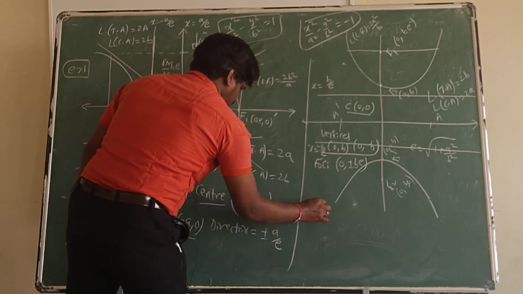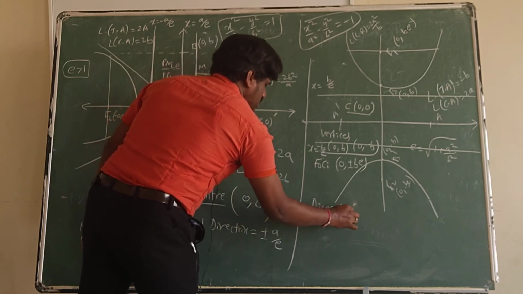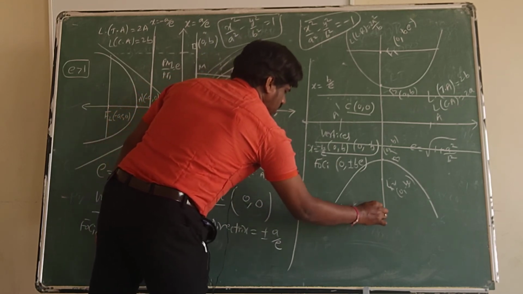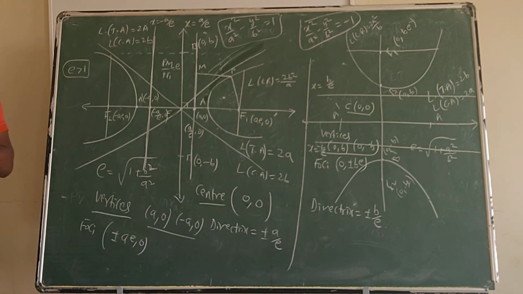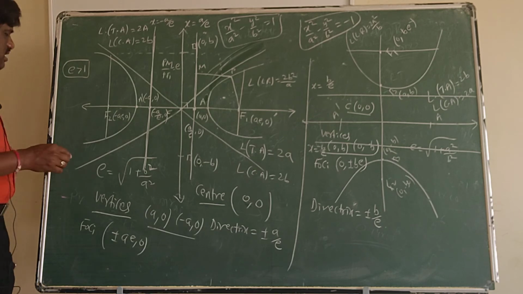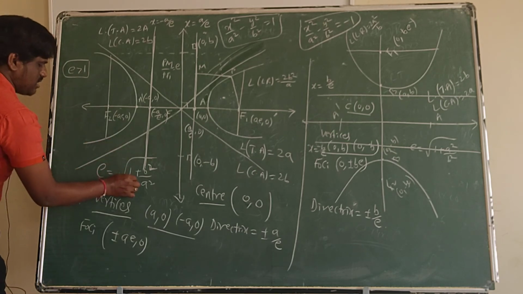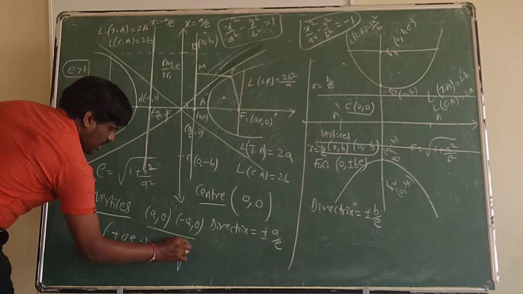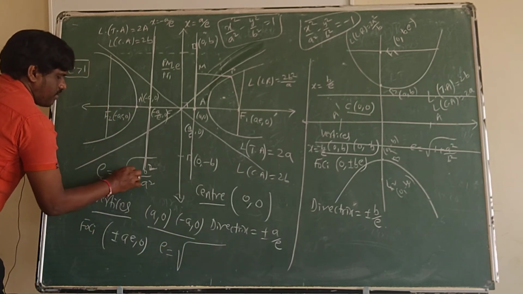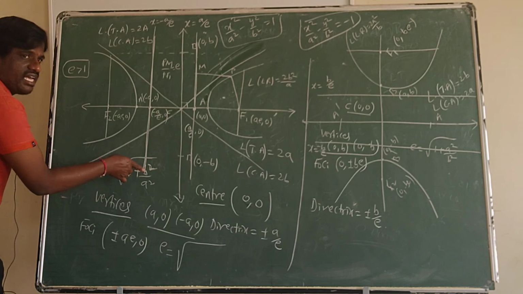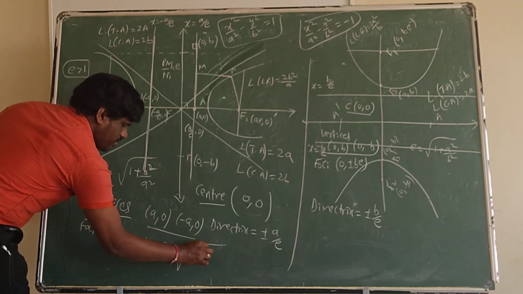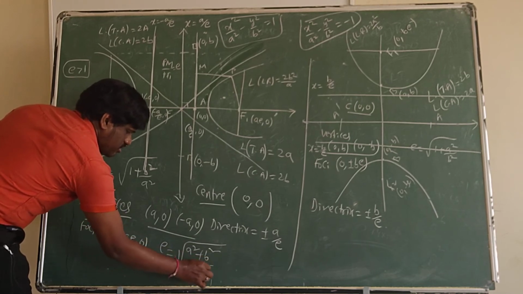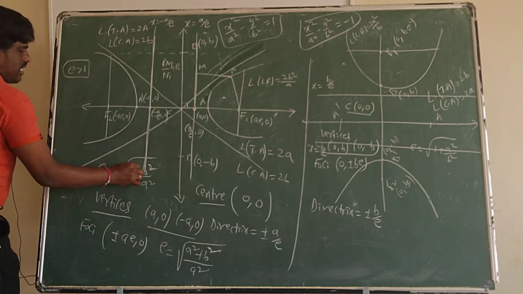In this case, the directrix is plus or minus b by e. So directrix over, center over. Next, eccentricity. Eccentricity is most important. What is the eccentricity? e is equal to, in this case, under root of 1 plus b square by a square. This can also be written as a square plus b square by a square. So this is the eccentricity.